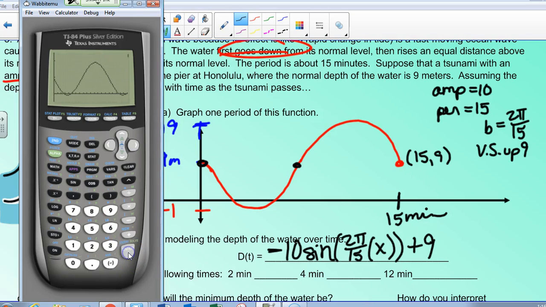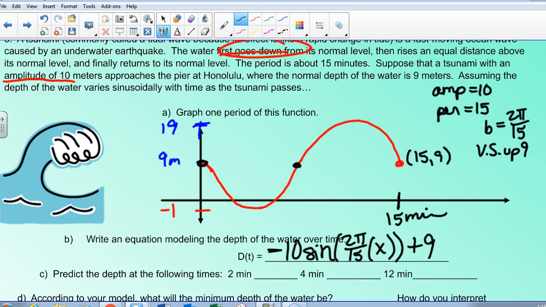Maximum value is indeed at a y value of 19. Okay. Now what? Trace. What is that?